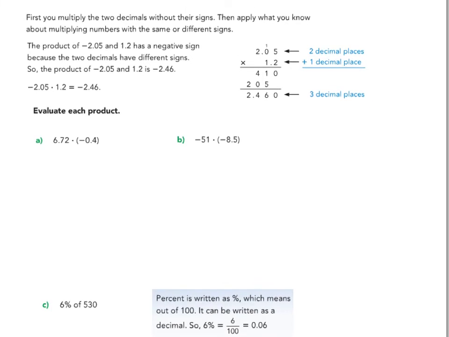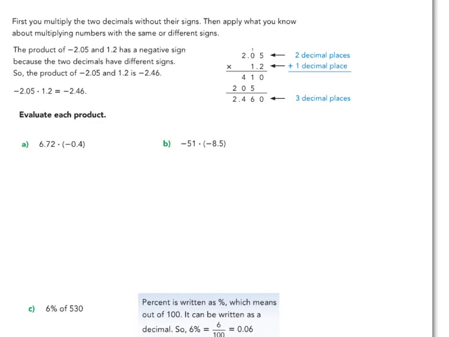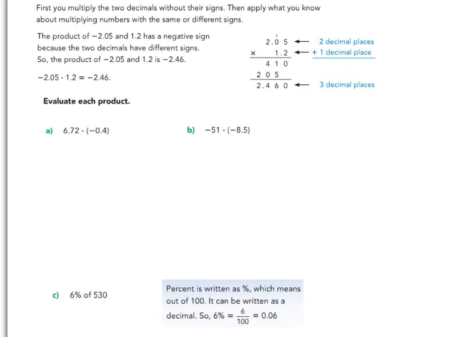All right, so the first one's done for us, 2.05 times 1.2. You need to do your multiplication like normal. You have 2 decimal places in your first number, 1 decimal place in your second, so your answer needs 3 decimal places, so you move it over 1, 2, 3 spaces, and since we had an odd number of negatives, our answer is negative.